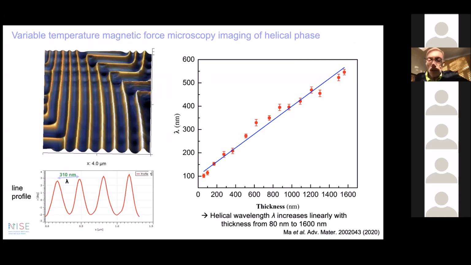Now it turns out that to look at thicker lamellae, we can no longer use Lorentz microscopy, because the lamella is no longer sufficiently electron transparent. So instead, we switch to variable temperature magnetic force microscopy, which senses the out-of-plane component of magnetization. Now we see on the left-hand side a beautiful image. If we take a line profile, we can see a sinusoidal variation of the out-of-plane component of the magnetization. And again, we can take the period, and the period of this helix increases monotonically all the way up to here, a 1.6 micron thick lamella.